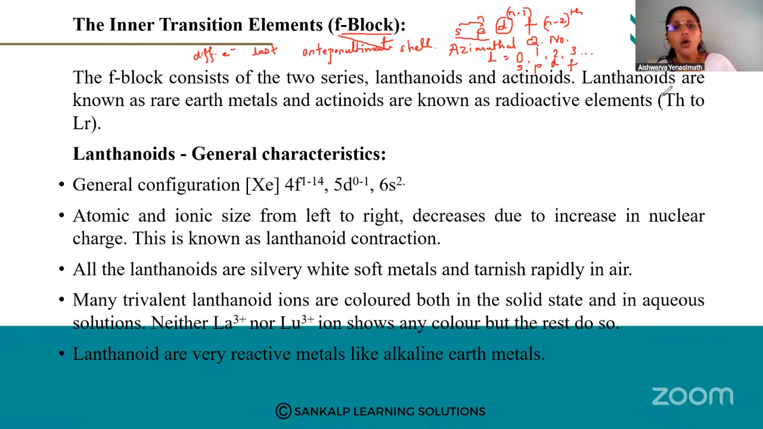Lanthanides are also known as rare earth metals. Now the question is why they are known as rare earth metals? We will discuss how many elements are in lanthanides and actinides. These 14 elements of lanthanides are called rare earth metals because they are least abundant in the earth's crust. Therefore, we call them rare earth metals.